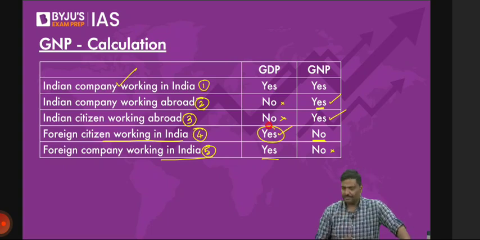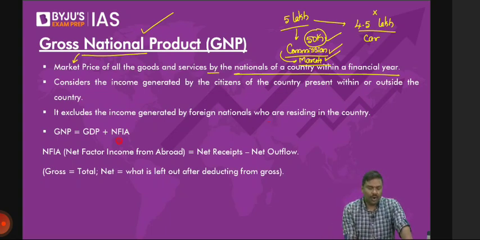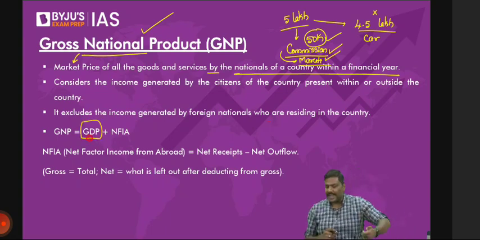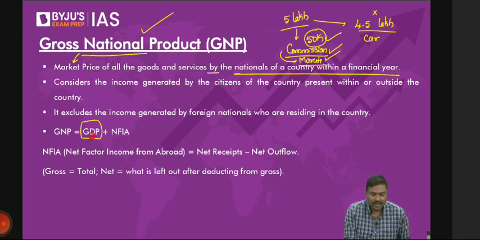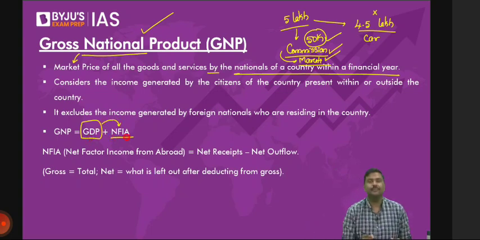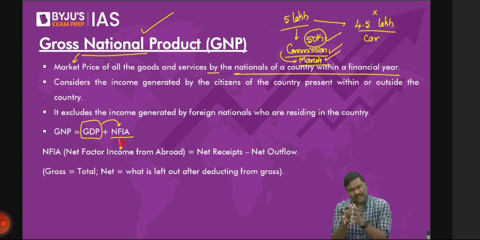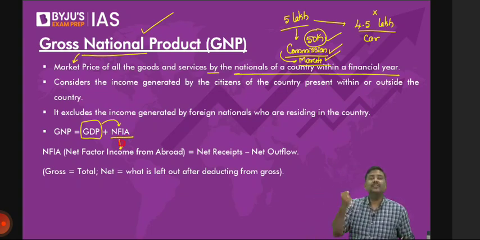Now, how do we calculate GNP? Follow this carefully. We already have the GDP value, gross domestic product. From the GDP, we will adjust certain numbers, with a factor called net factor income from abroad, NFIA. The long form of this is given. So what do you mean by this?